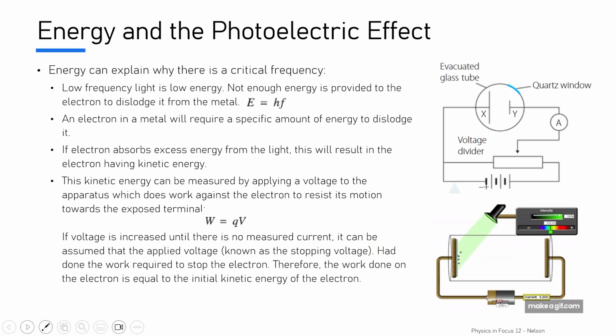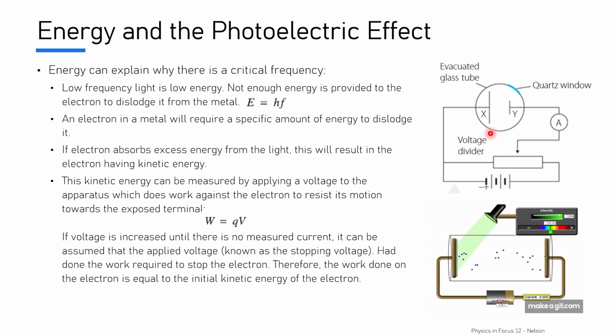So to explain some of the phenomena here, we can start to use energy concepts to get there, particularly around how and why we have a critical frequency. Essentially, low frequency light has low energy. And when we are putting light onto the metal plate that's here and it's striking electrons, there needs to be enough energy supplied by the light to the electron to dislodge it from the metal itself.